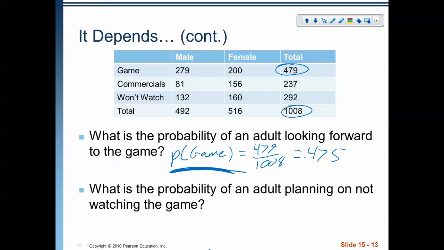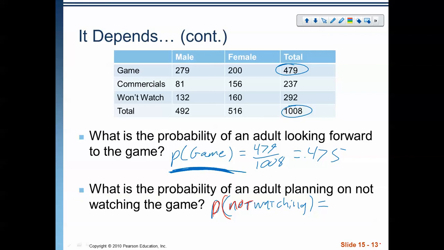Okay, so what are we looking for? We're looking for the probability of an adult planning on not watching the game. So P of not watching, right? Okay, so let's find P of not watching. Notice that it says an adult. We should change the color. This is all red. You see how that's red? Yeah, that's all red. P of not watching.